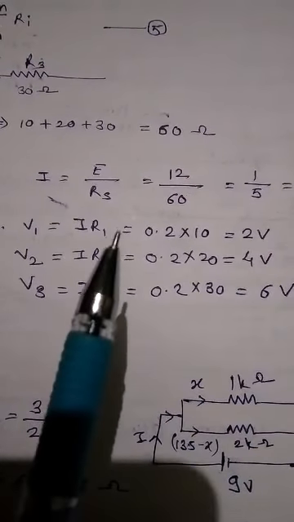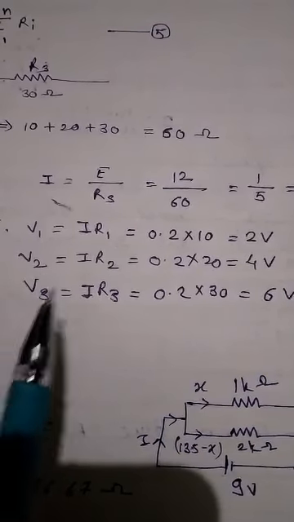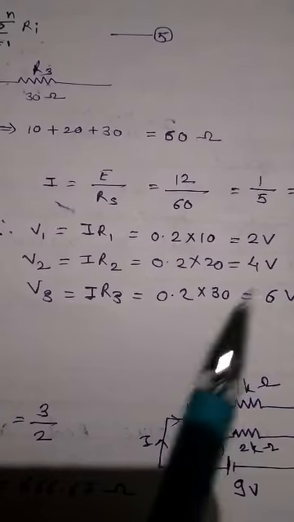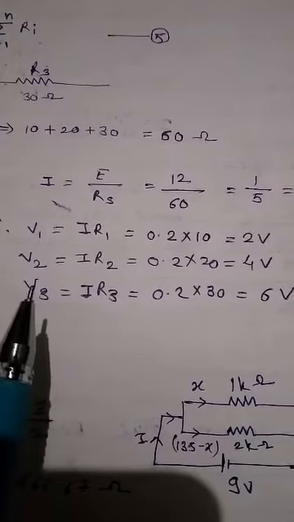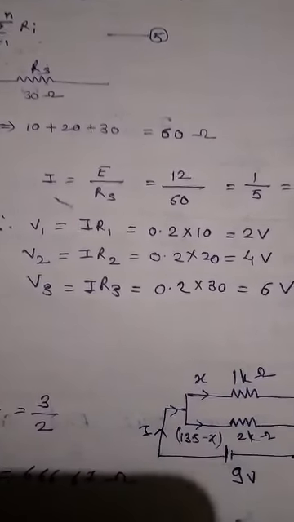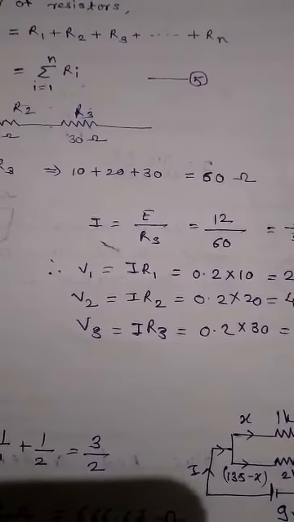Here current is same, but voltage across these different resistances changes. So we get respectively 2, 4 and 6 volt voltage across each resistor. So we found this.